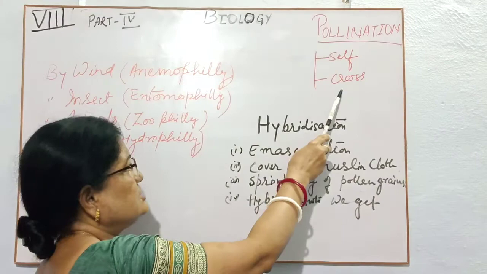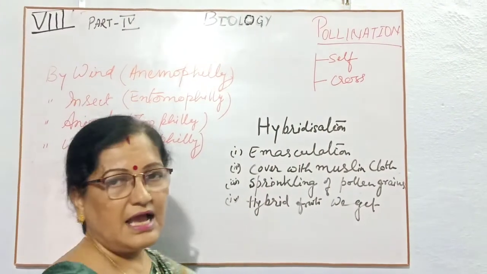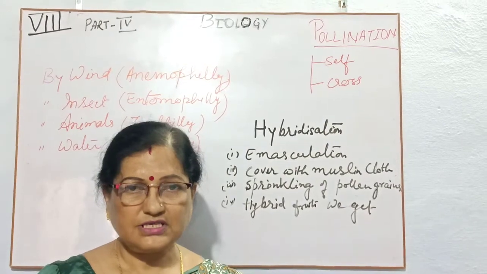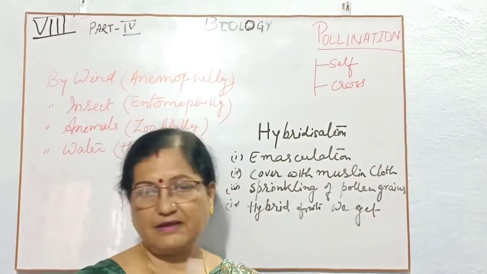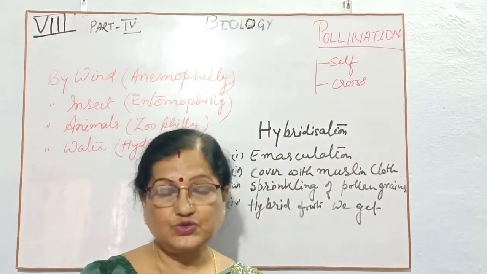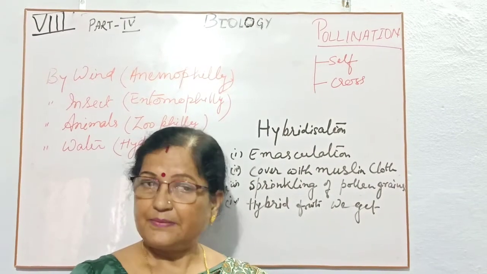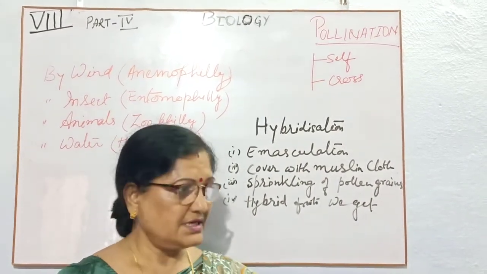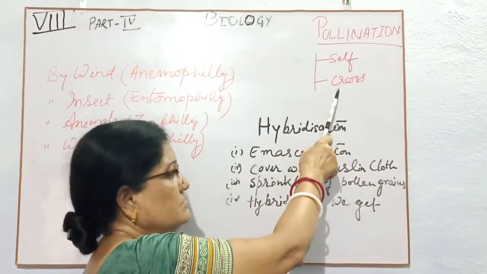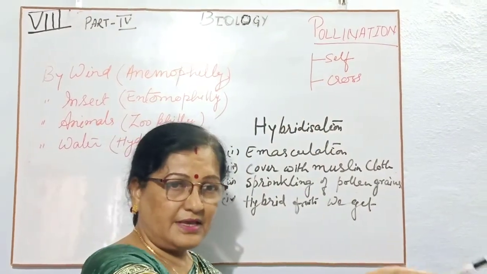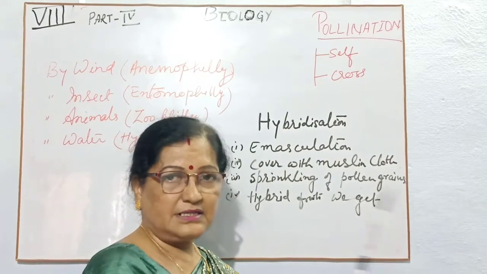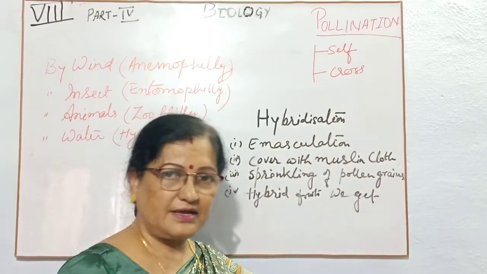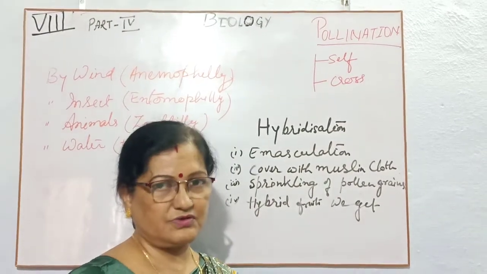Now, second is cross-pollination. As the name suggests, cross, that means there is the crossing of male gamete and female gamete between two different plants, but the species should remain the same. That means if pollen grain of China rose goes to the rose plant, then it will not be accepted. It should go to the hibiscus flower only, or China rose only.